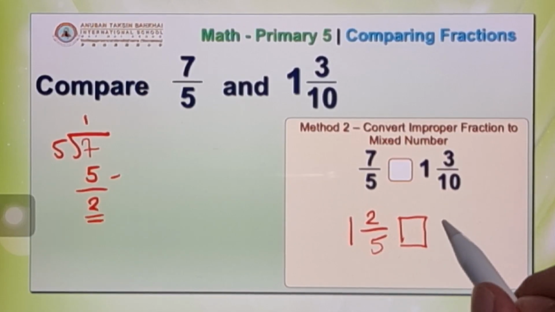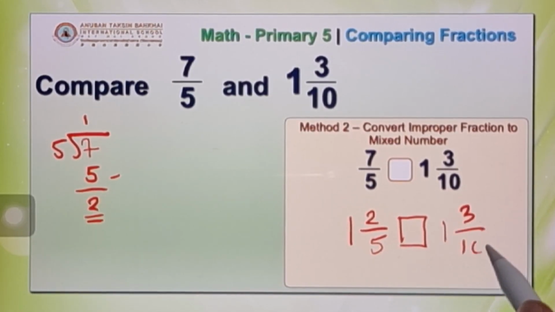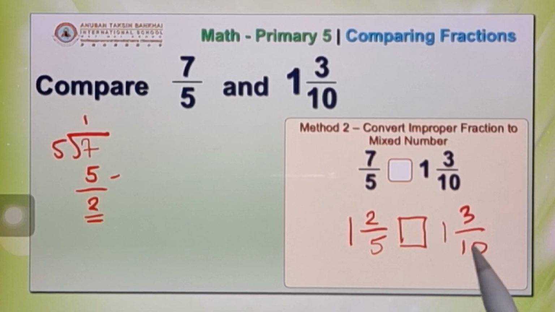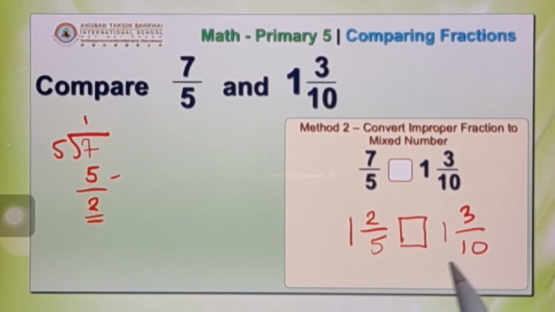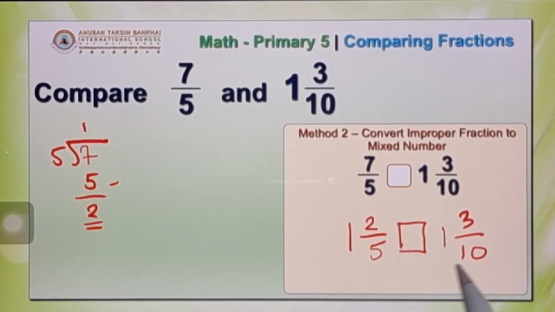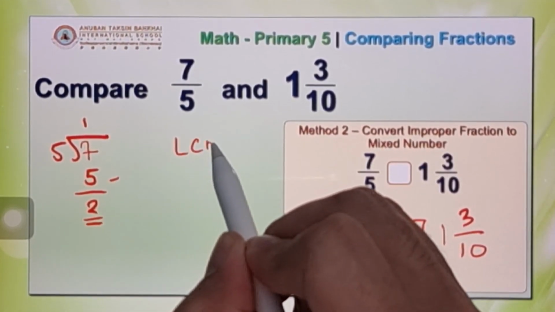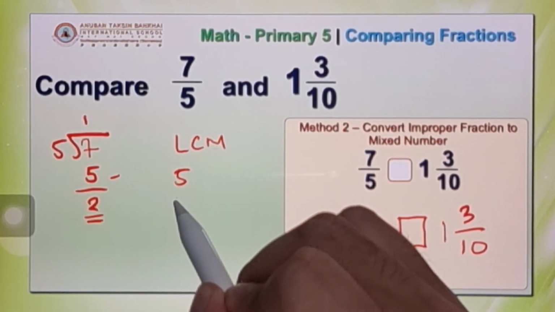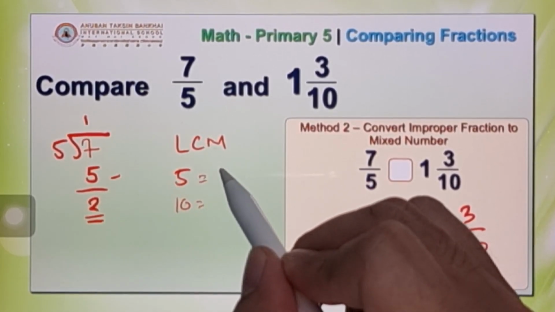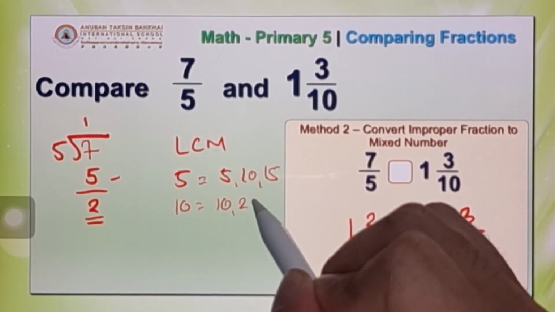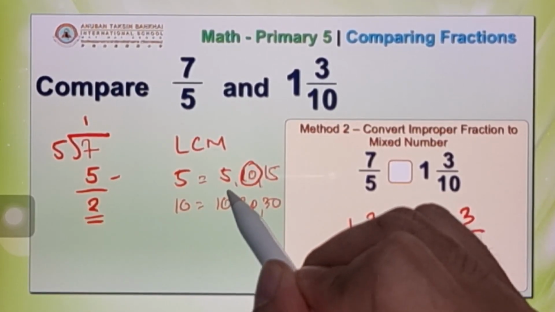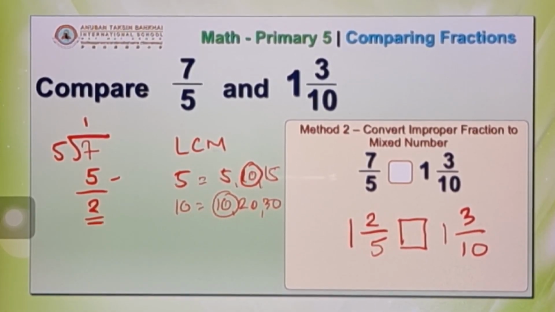Let's copy this one. Okay, so now we have our two mixed numbers. Take note that their denominators are not the same. So let's try to find the LCM of 5 and 10. And we know that the LCM of 5 and 10 is 10. So we have 5, 10, 15 and 10, 20, 30. So we have 10. So this is our LCM.